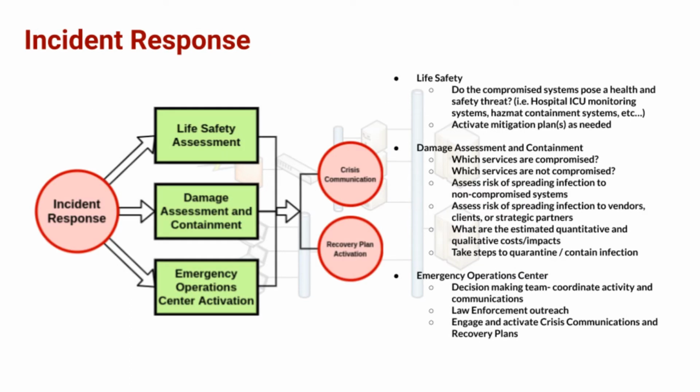As with any disaster or disruptive event, the first phase of your business continuity response is your incident response phase. The primary goals of incident response are to ensure life safety, assess and contain damage, and establish your emergency operations center, which is your command and control for handling the response to a disruptive event.